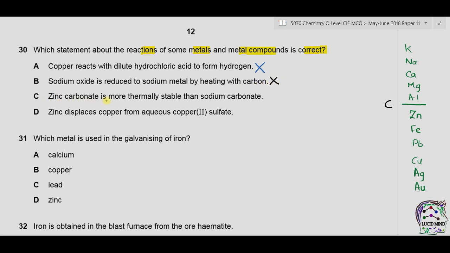Option C, zinc carbonate is more thermally stable than sodium carbonate. As we can see that zinc is below sodium in the reactivity series, so sodium carbonate is more thermally stable than zinc carbonate. Option D, zinc displaces copper from aqueous copper sulfate. Now zinc is above copper, so therefore zinc can displace copper from copper sulfate to form zinc sulfate. This statement is correct. The answer is therefore D.